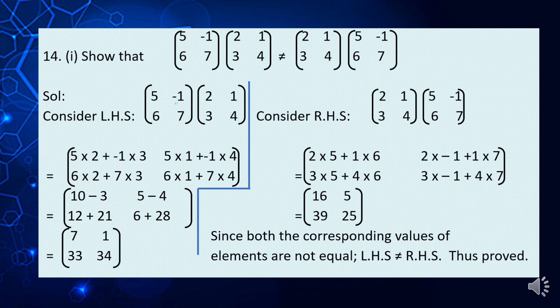So when we consider both these matrices, they are not equal. Hence, it is proved that LHS and RHS are not equal.